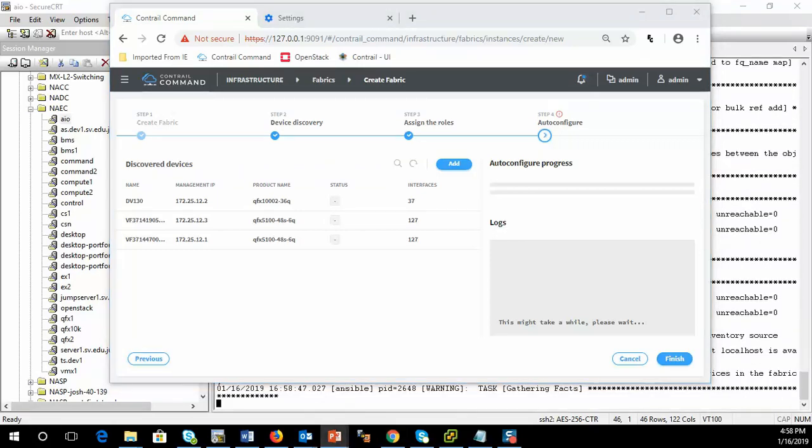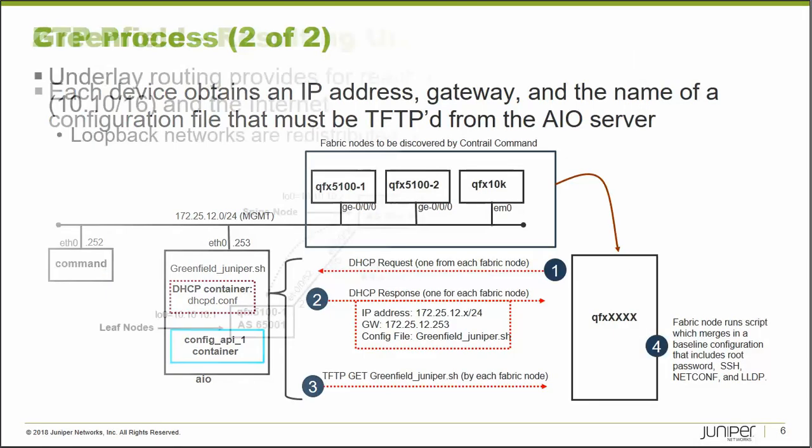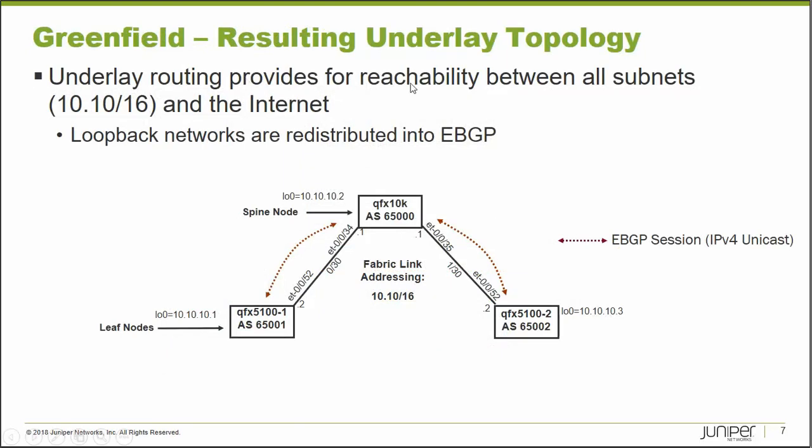Let's look at this slide one time here, okay? So what we're going to see is the resulting underlay topology. Based on the LLDP that was running here, the AIO is going to learn that these devices are neighbors in this fashion, where it's going to assign IP addresses to the interfaces that it learned LLDP neighbors on, which is here and here.